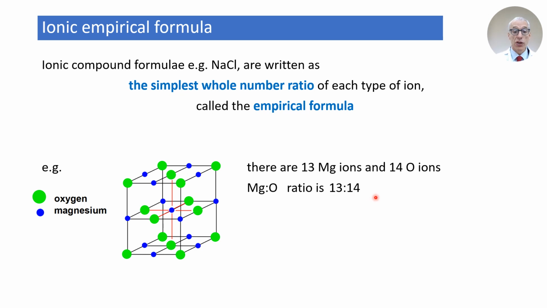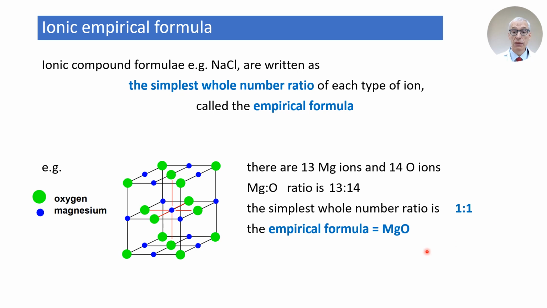The magnesium to oxygen ratio is 13 to 14. Well, bearing in mind we've only drawn a portion of the lattice, the simplest whole number ratio is 1 to 1. So magnesium oxide, like sodium chloride, has an empirical formula of 1 metal ion to 1 non-metal, 1 magnesium to 1 oxygen.